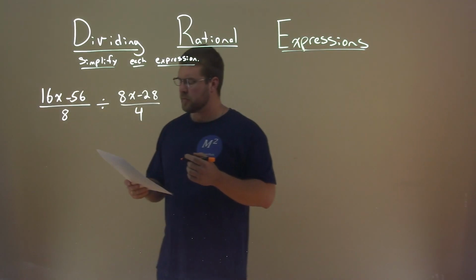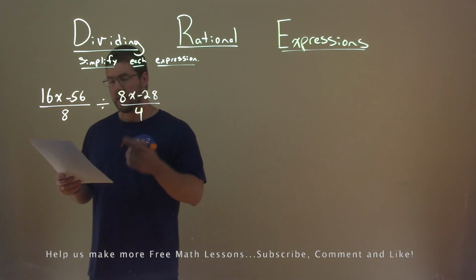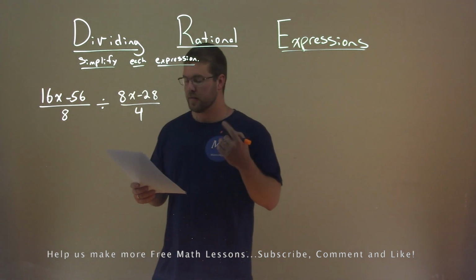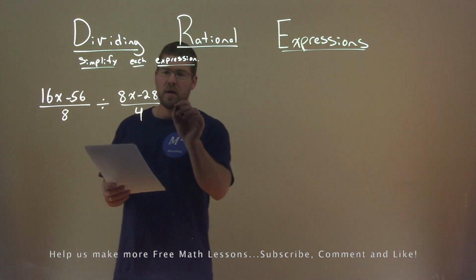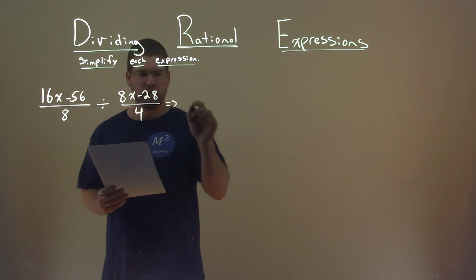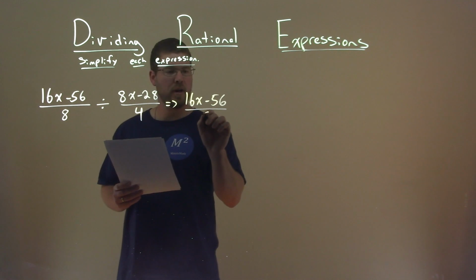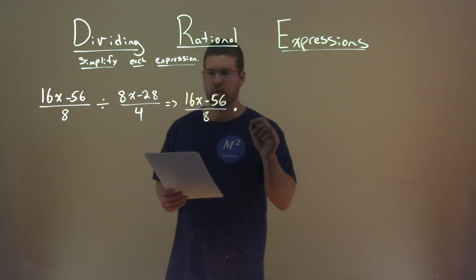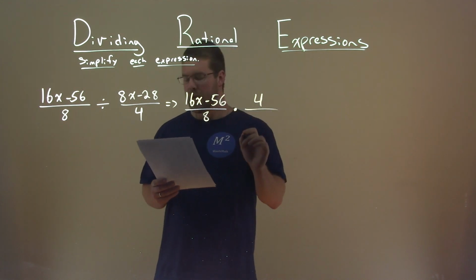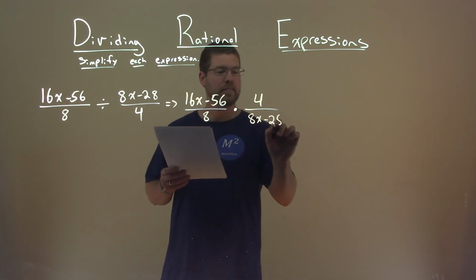We're given this expression right here, 16x minus 56 divided by 8, divided by 8x minus 28 divided by 4, and we need to simplify this expression. Well, I'm going to rewrite this as a multiplication problem. 16x minus 56 stays there over 8. But instead of dividing, we're multiplying, and we're going to flip the second fraction. 4 is in the numerator, and the denominator is 8x minus 28.